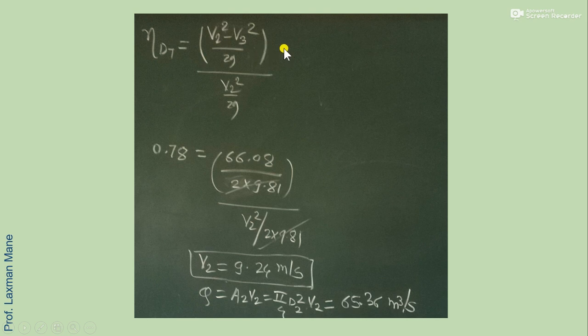Here HF we have already taken as 0. So directly we put V2 square minus V3 square, divided by 2g, divided by V2 square by 2g. Now in this case draft tube efficiency is given on the left side, so we get the value of velocity at point 2. By using this velocity at point 2, and the corresponding area pi by 4 into d2 square, because we know d2, we get the discharge.